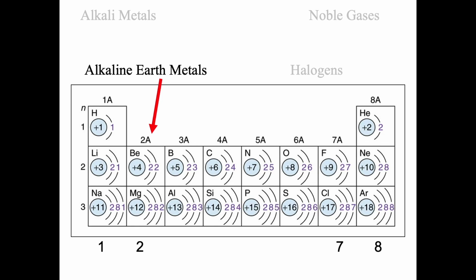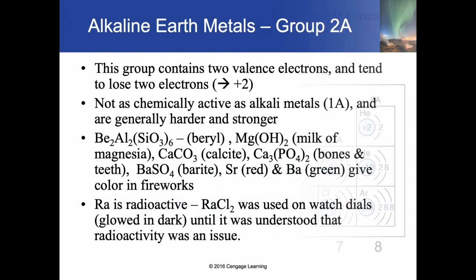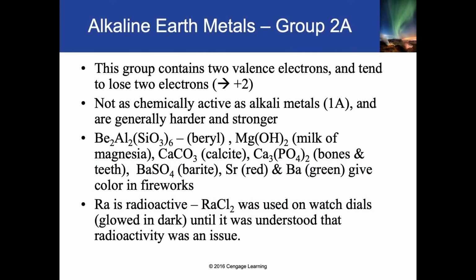Very, very interesting stuff. So some fun facts about the group 2 elements, right? This group contains 2 valence electrons, so they tend to lose 2 electrons. So they're generally charged as plus 2, right? Contrast that with the alkali metals, which is group 1. They become plus 1 charge, right? When they give up one of their electrons. They're not as chemically active as alkali metals, and they're generally stronger and harder, right? But they will still form different compounds.